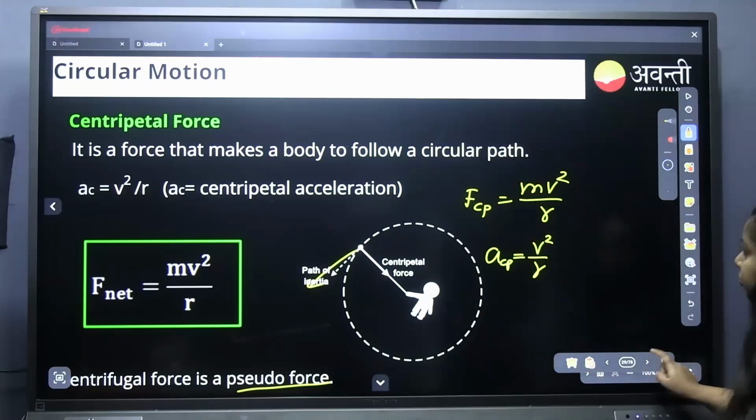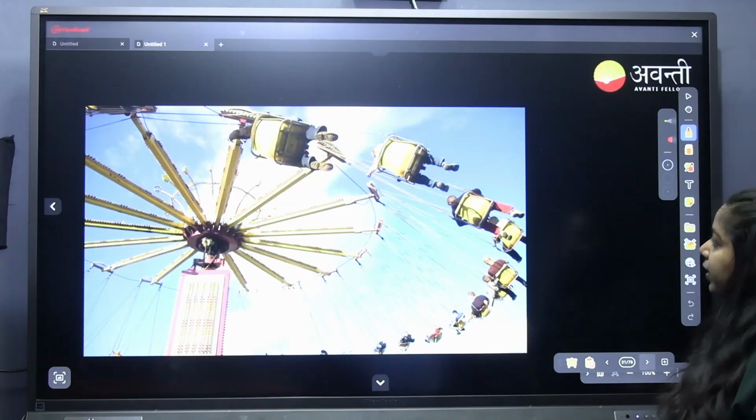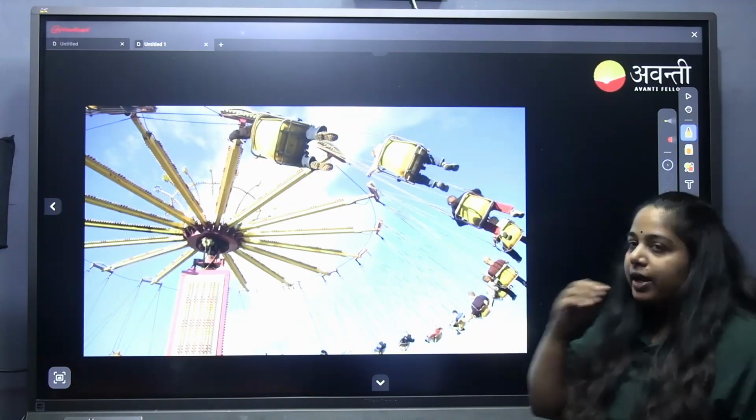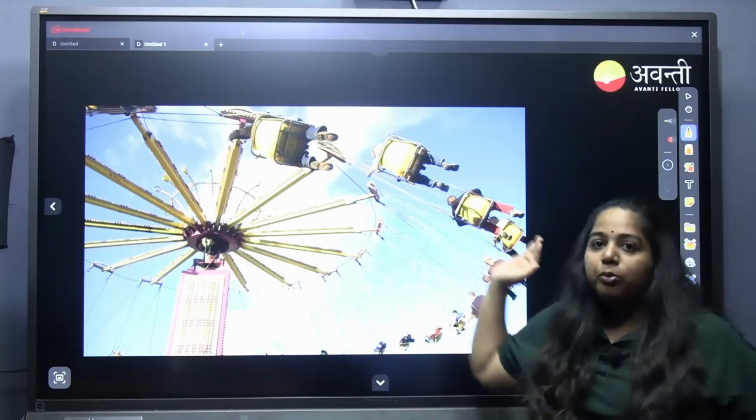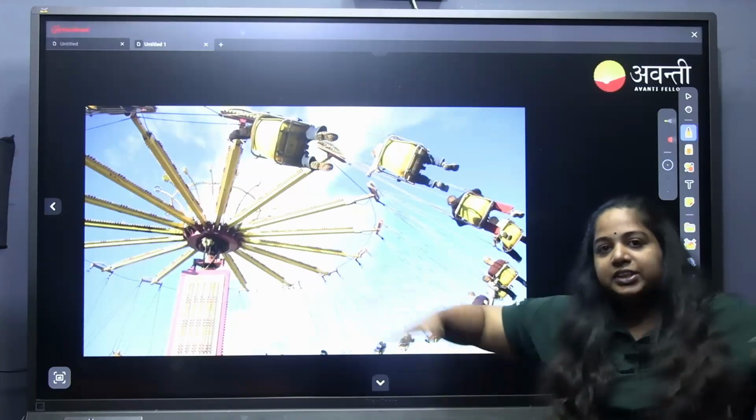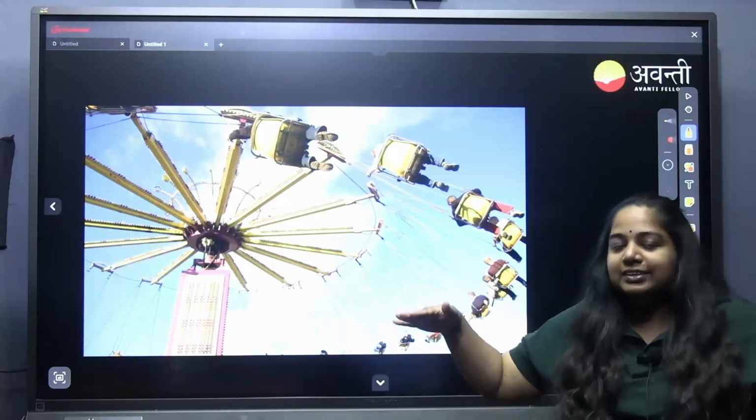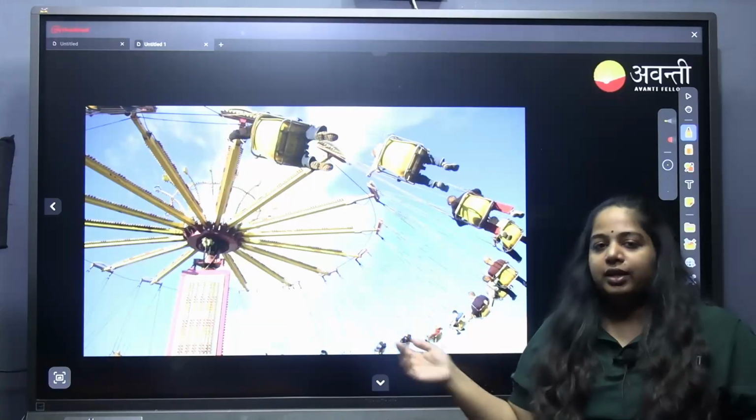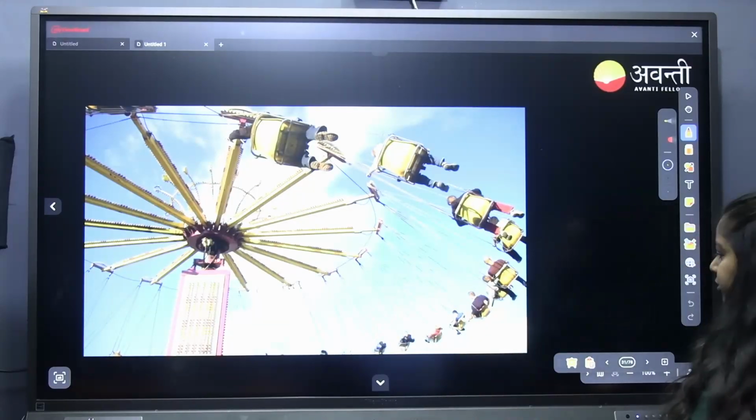Okay, example of centrifugal force you can see here. Everybody is being pulled towards the center, but they are all rising towards the outward direction. That is because of centrifugal force.